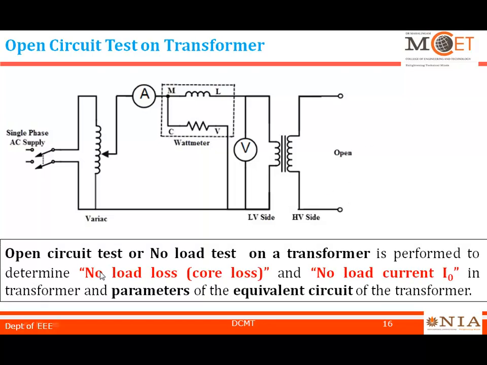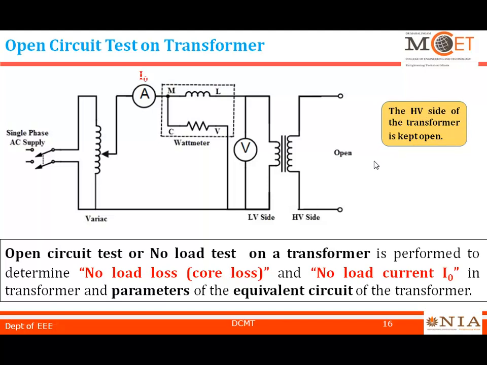The open circuit test, or no load test, on a transformer is performed to determine the no load loss or core loss, the no load current I0, and the parameters of the equivalent circuit of the transformer. By conducting this open circuit test, we are going to find the core loss. When conducting this experiment, the high voltage side should be kept open.